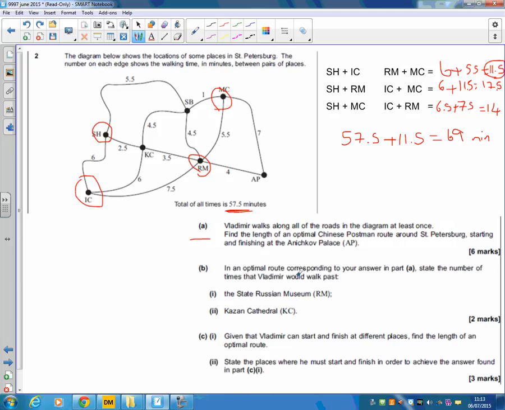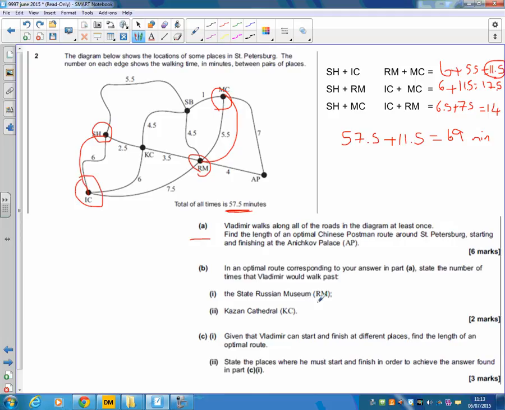Okay, and then in that route, we want to know how many times we walk past certain places. So let's draw the route on. We chose to repeat these ones here. So we chose to repeat SH to IC, which was 6. So we repeated that one, so we'll draw it on. RM to MC, which is 5.5. RM to MC, so either went that way or it went that way. Let's pick that one and draw that one on.